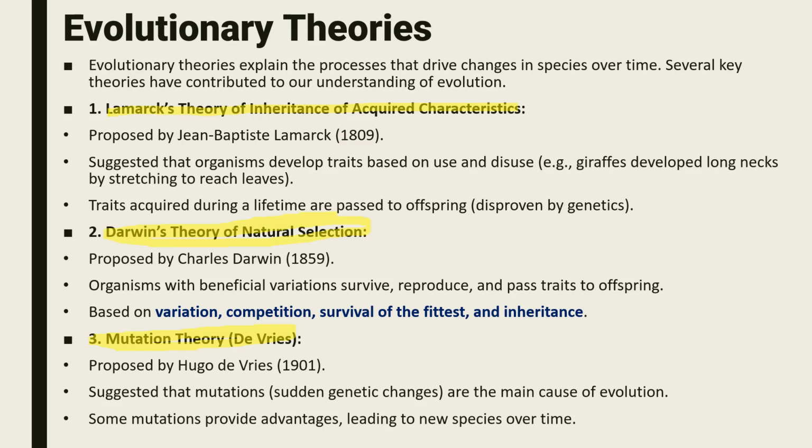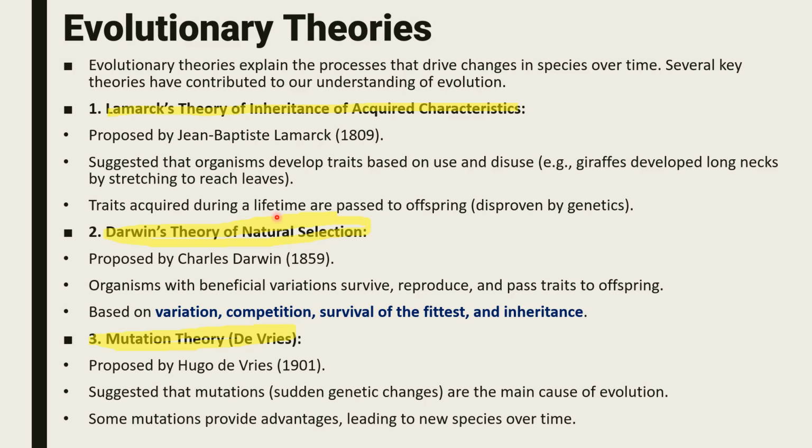Evolutionary theories explain the processes that drive changes in species over time. Number one is Lamarck's theory of inheritance of acquired characteristics. Proposed by Jean Lamarck, it suggested that organisms develop traits based on use and disuse. For example, giraffes develop long necks by stretching to reach leaves, traits acquired during a lifetime. So according to him, giraffes have long necks because they stretched to reach the leaves, since they were not able to reach them.